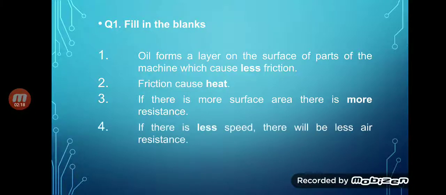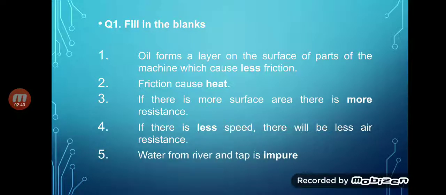Okay. Next, if there is dash speed, there will be less air resistance. I have told you that more surface area, more air resistance. Less surface area, less air resistance. For speed, more drag. Less speed, less drag. Drag is air resistance. So if there is less speed, there will be less air resistance.